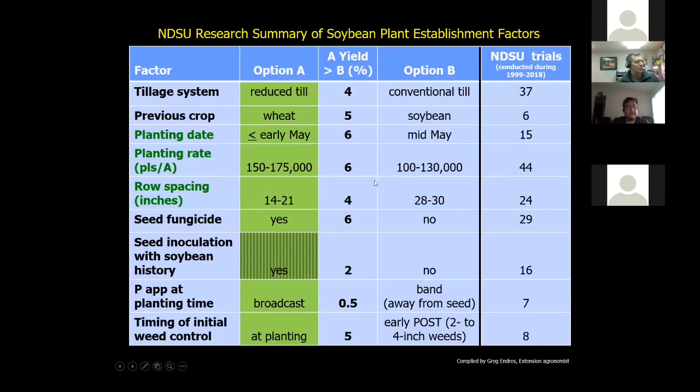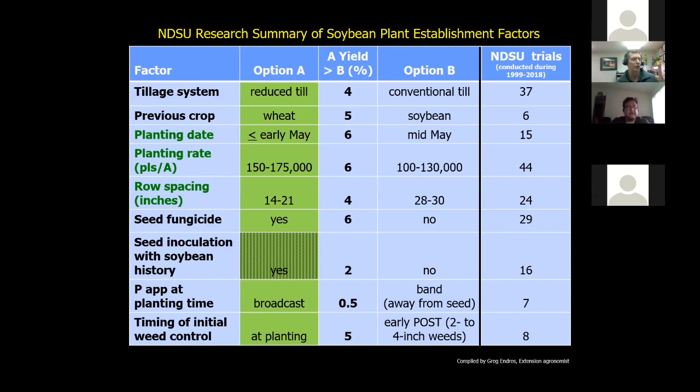So getting to management, I'm going to spend a fair amount of time with this table that we've compiled through the years. So this is a listing of 9 soybean plant establishment factors. The factors are listed, and then we have option A, which we would encourage you to utilize versus option B, and the yield advantage with option A, and that's based on the average of the trial number listed on the right-hand column. So I'm showing this as a starting point because it's a starting point, and then it's up to you as a farmer or crop advisor to fine-tune this based on your experiences with a particular farm or a specific field.